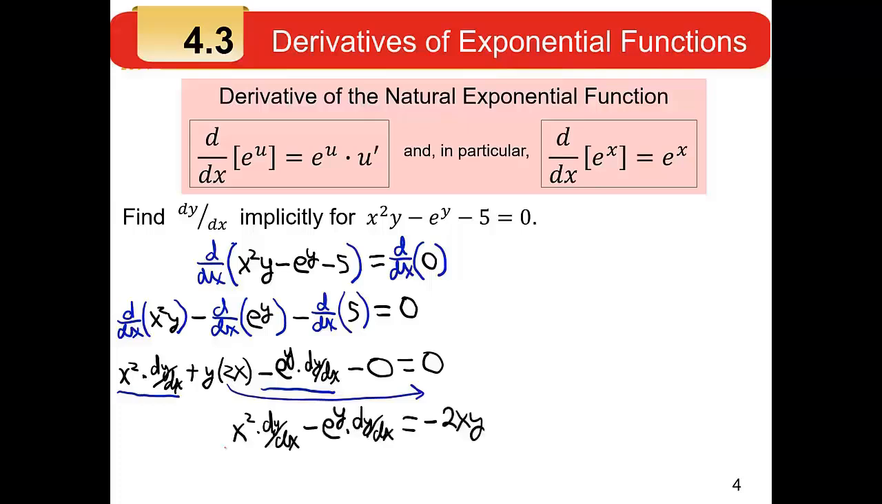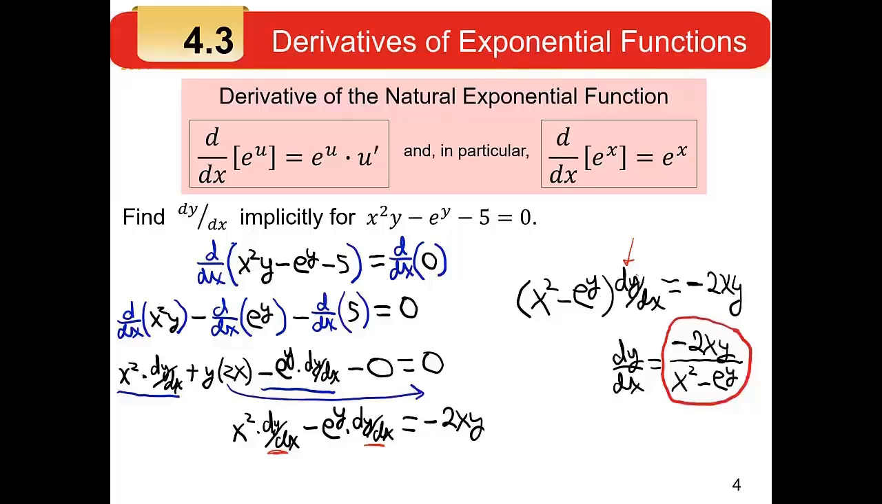Once you get the terms with dy over dx on one side by themselves, then you factor out the dy over dx. So you see there's a dy over dx here and here. If you factor it out, you're left with an x squared in the first term and an e to the y in the second term with that minus sign between them. Once you get to that point, all you do is divide both sides by the factor you want to get rid of on the left, and if you divide both sides by that, you'll get minus 2xy over the quantity x squared minus e to the y. Again, this is pretty much what we've done earlier, except we've allowed for the possibility of a function to be an exponential.